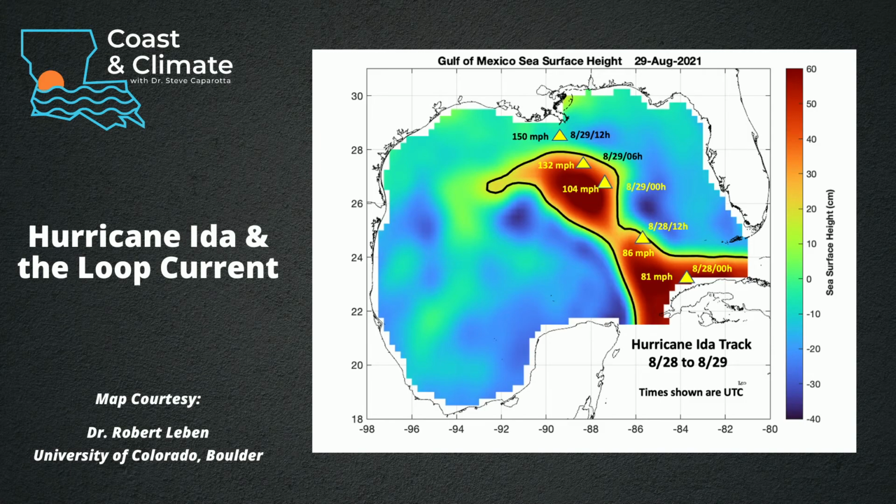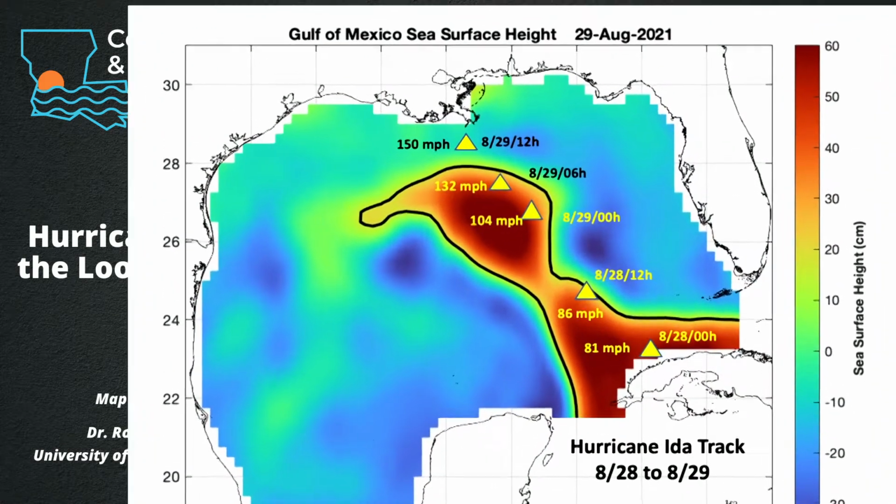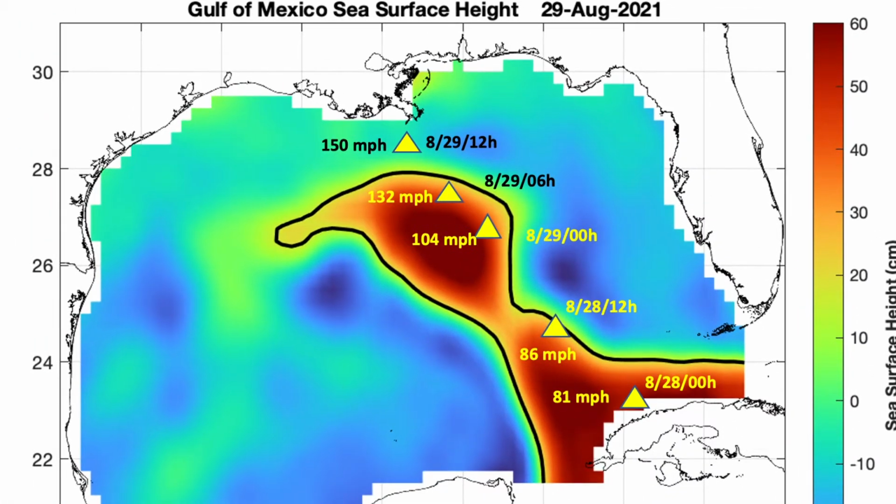So what is annotated here is the track of Ida. So Ida left the coast of Cuba and moved over the loop current. And if you look at the details of the miles per hour that are written on this graphic, you'll see that over the course of it transiting the whole loop current, very unfortunate for us, right, it increased from a Cat 1 hurricane to a Cat 4 hurricane before exiting the loop current and moving closer to Louisiana.